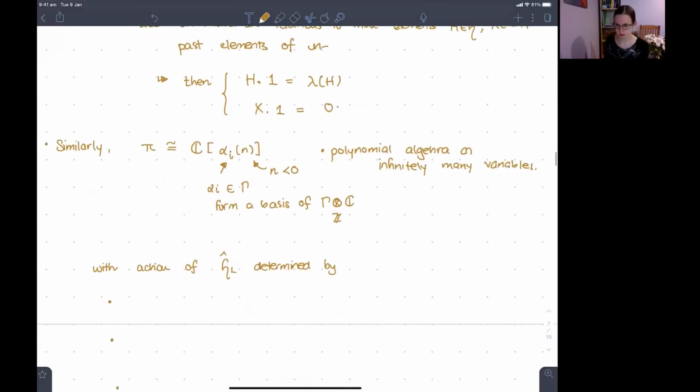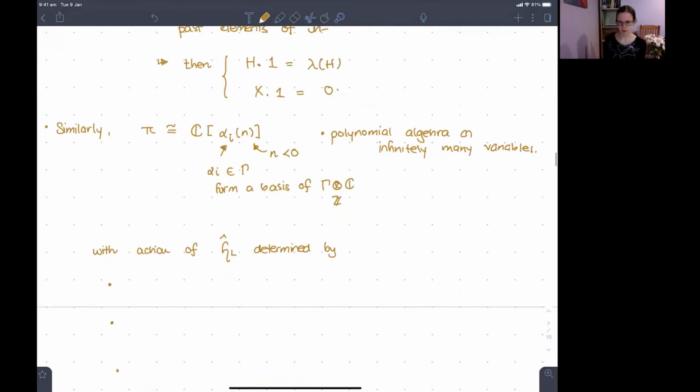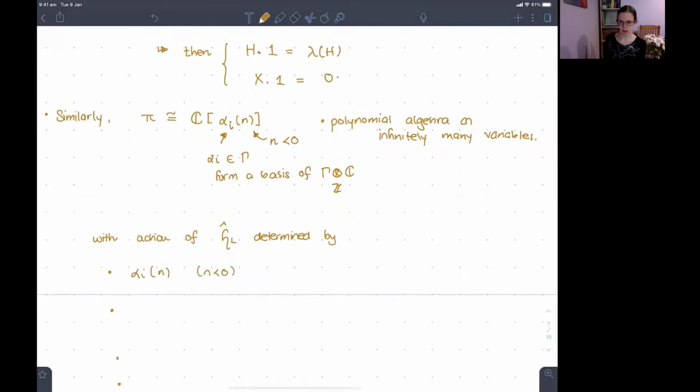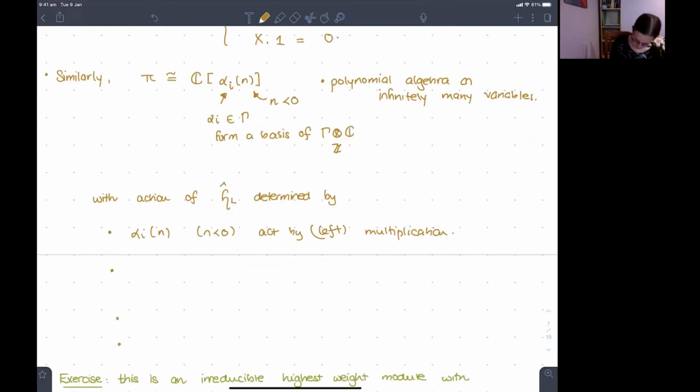And now the action, again, we're going to say how the negative part behaves. So alpha_i,n with n less than 0: now it really just is left multiplication, because they all commute with each other. So I can just change the degree of my polynomial as necessary. The alpha_i,n where n is positive, again, this is determined by the commutation relations, and then observing that once I get to 1, then I get 0.